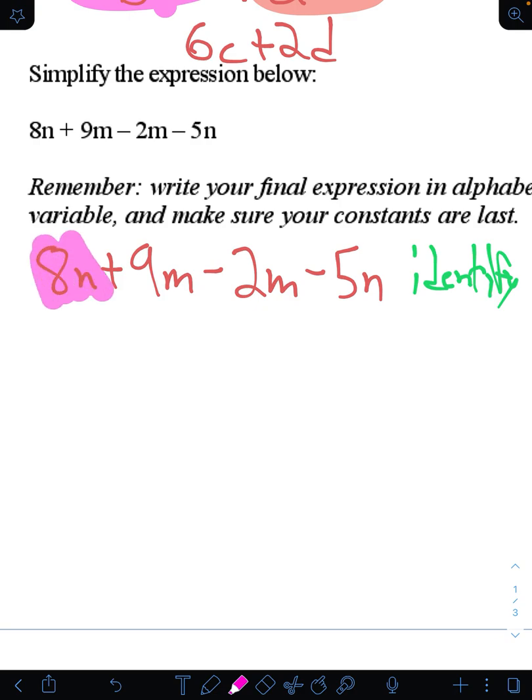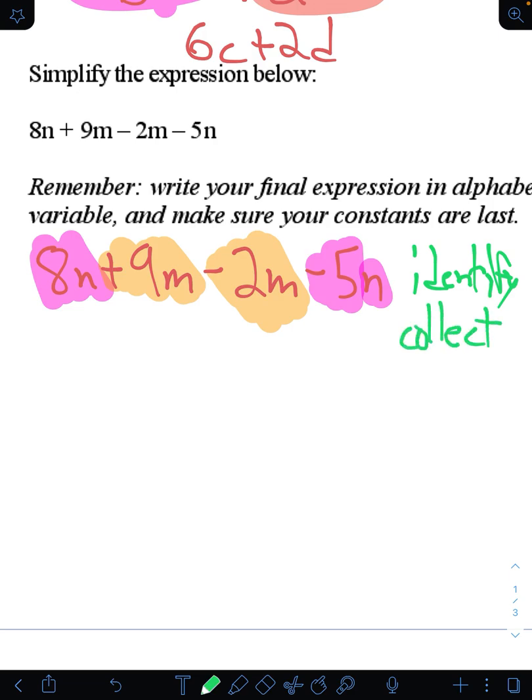We have an 8n. Is there another n here? Oh, it's at the end. And the minus 5 is attached to it. So they move all in a piece. Next, we have a positive 9m. Oh, look, we have another m next to it, a minus 2m. We've identified. Next, we need to collect our like terms.